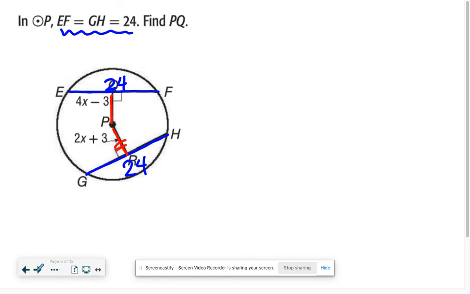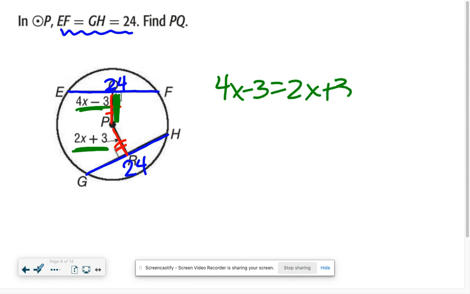So now we know that these two little red segments are the same because those chords are the exact same distance away from the center. And our goal is to find PQ. This is what we're looking for. Well, now we have a pretty easy problem because now I know that these two things are equal to each other. So 4x minus 3 is equal to 2x plus 3. Bring your variables to the one side, your numbers to the other. X equals 3.